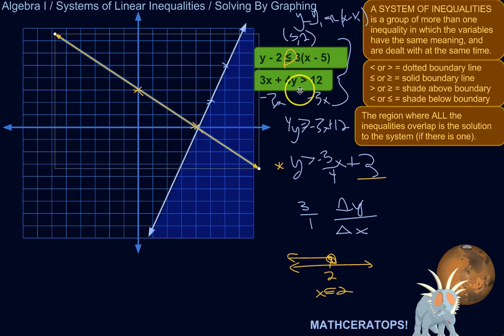So here's my boundary. Is it going to be solid or is it going to be dotted? Well, this is greater than or less than. So it needs to be dotted to show that my inequality is not actually going to include that line. It's going to be everything up to that line from a certain direction. So it's going to be dotted. Make it a little thicker and make it easier to see. Okay, now last question is, what side of the boundary do I shade in? So this is greater than, so I'm going to shade above the line.